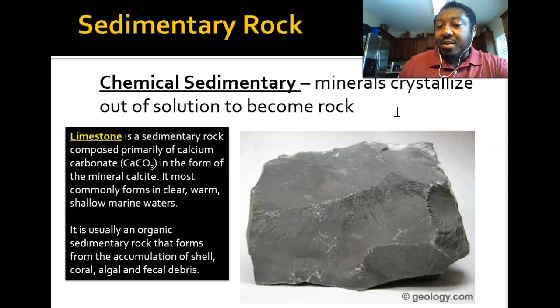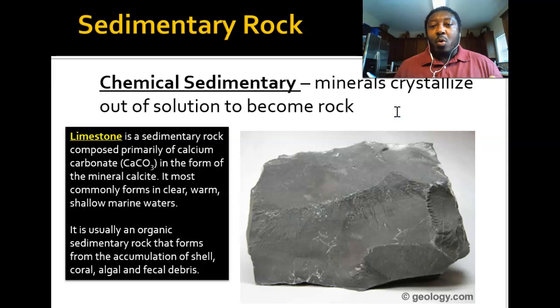All right. When you think about chemical sedimentary rocks, it says minerals crystallize out of a solution to become a rock. So when you think about a saltwater solution, you've got water and salt. What happens to that saltwater solution when all the water evaporates out of that solution? You're going to be left with salt. So when you think about how chemical sedimentary rocks form, think about these rocks forming out of a solution. So what's left, the solid part that's left, is going to be that chemical sedimentary rock.